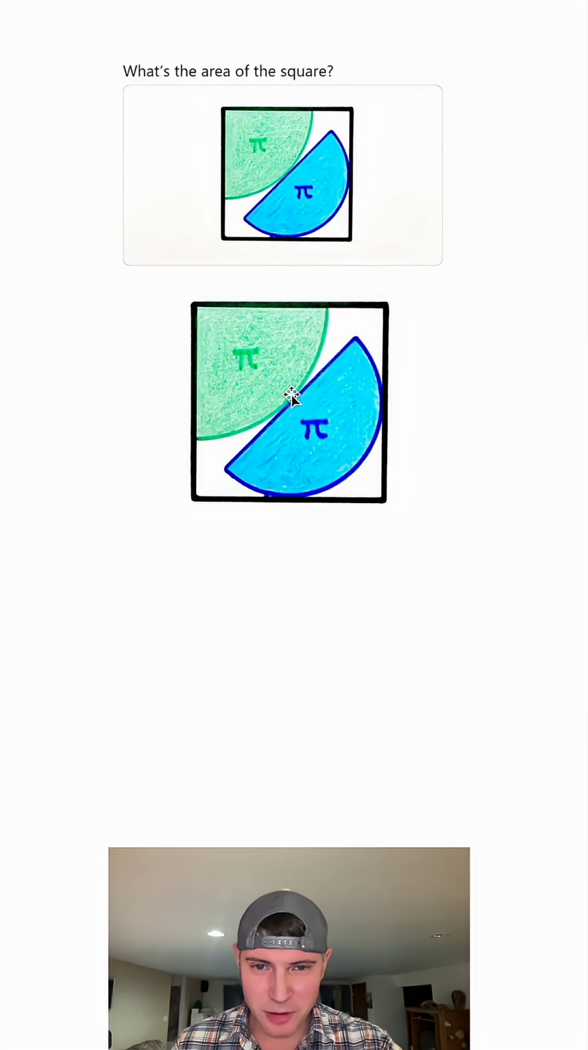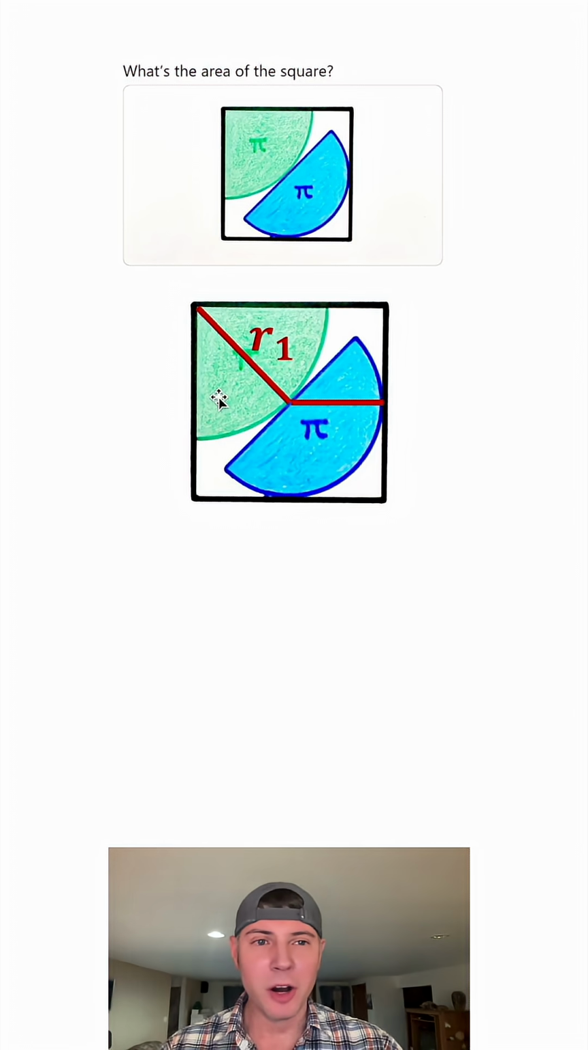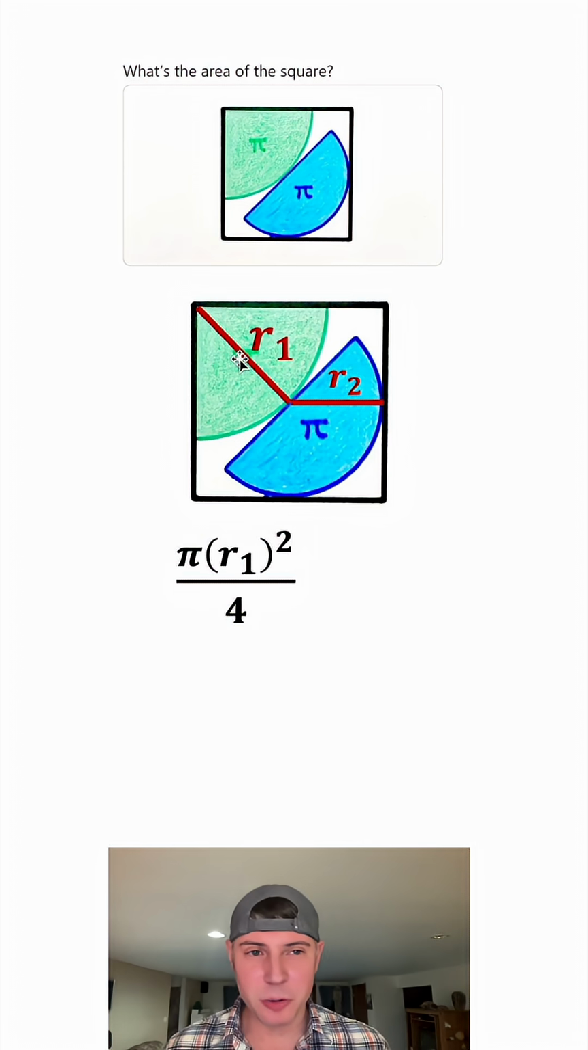First, let's start by drawing the radius of the green quarter circle from here to here. And let's draw the radius of the blue semicircle from here to here. Let's call this radius little r1 and this radius little r2. And now we can set up some formulas with our new radii. For the first one, it's a quarter circle, so it's going to be pi radius squared divided by 4, where the radius is r sub 1.